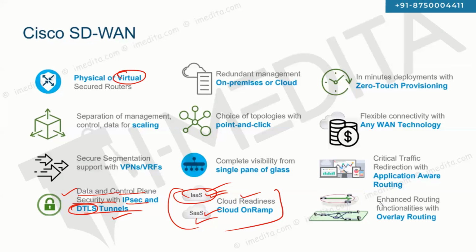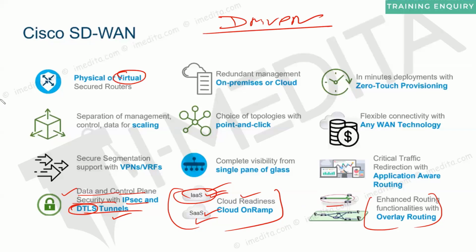Enhanced routing functionalities with overlay routing. I don't know how many of you are comfortable with DMVPN, but since all of you are working professionals, you must have heard of DMVPN at some point, and some of you must have working experience with it. In DMVPN, there is a protocol called NHRP that works in the overlay. Without NHRP, DMVPN cannot work, or mGRE will not work.